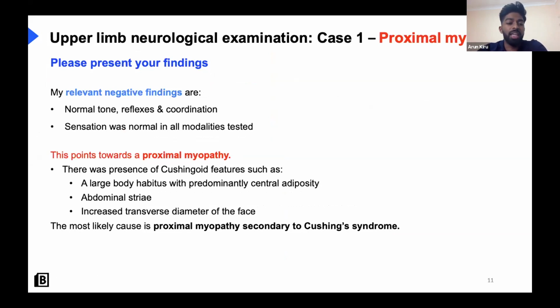Just want to say something. If you didn't see any of these features, that's absolutely fine. You can still go further at this point. You could say this points towards a proximal myopathy. I could not see any signs of Cushingoid features, such as a large body habitus or abdominal striae, which makes Cushing syndrome less likely. So you're saying, I know it's proximal myopathy, but I couldn't really tell the cause, and I don't think it's Cushing's. You could be wrong, but it's showing that you're doing a very global assessment. And there's no way that any of us can pick that up on the spot. That's from doing the retrospective approach.